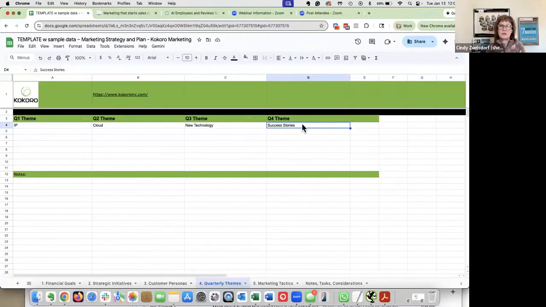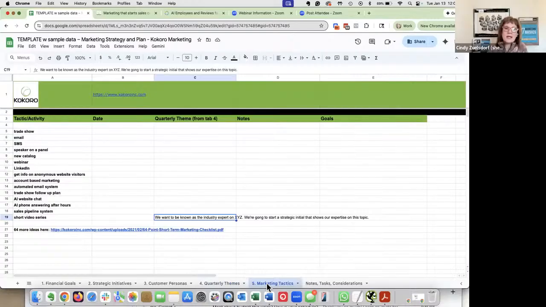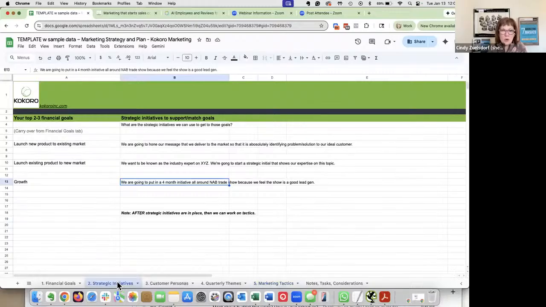So you can think about throughout the year, maybe you want to do articles or thought pieces or whatever your tactics are going to be. They can point at these particular topics. It's lovely to have this framework in place. Then, now that we've got all those things sorted, thinking about your marketing tactics. So here's just a sample list of tactics that you could put into place that would support your strategic initiatives, your goals, right? Your quarterly themes too.